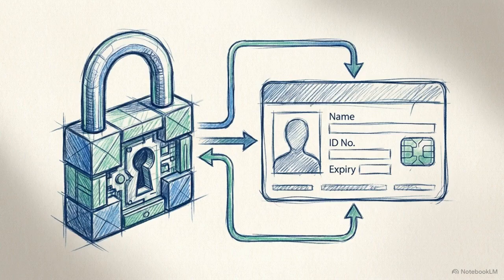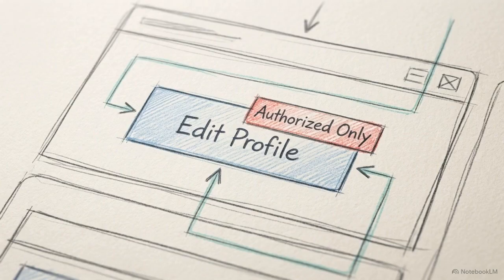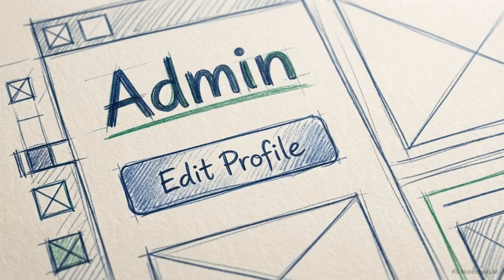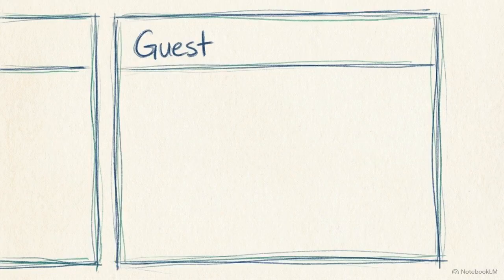Step 4 is access control. You often have sensitive UI elements, like an edit profile button, that should not be visible to unauthorized users. Instead of writing complex nested if statements to check user roles, you simply wrap the button inside an XO permission block plugin. The block automatically evaluates the viewer's status. The edit button renders normally for a site admin, but for a standard guest, the button completely vanishes from the code.